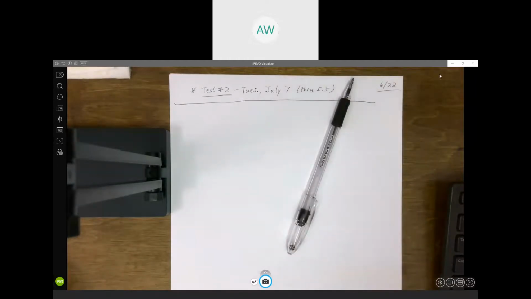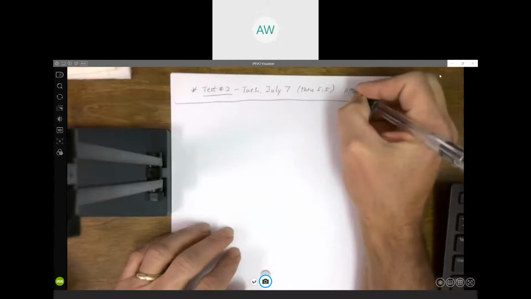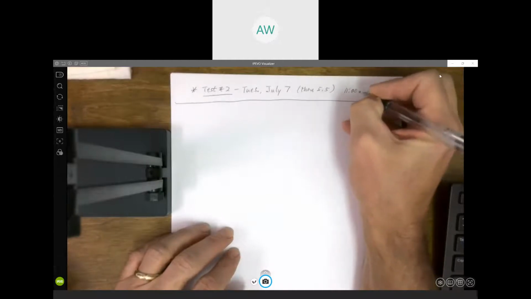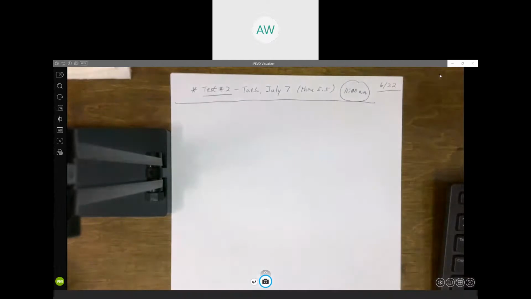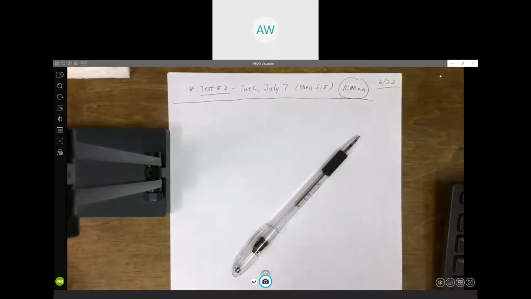First thing you see written there is just announcement. As of right now, unless something unexpected happens, which these days is always possible, we're going to plan on having our second test Tuesday, July the 7th. Also remind everybody this will be at 11 a.m., at our regular scheduled class time, when we'll take the test.